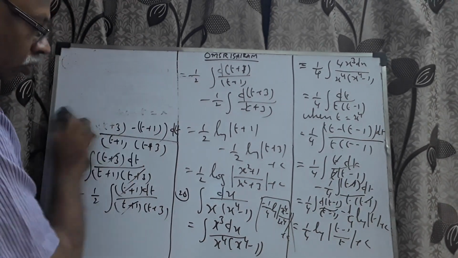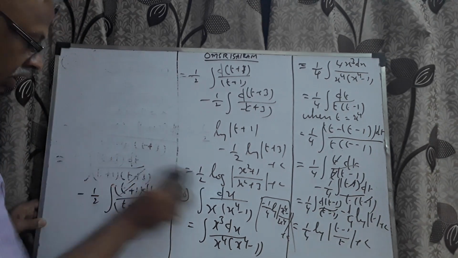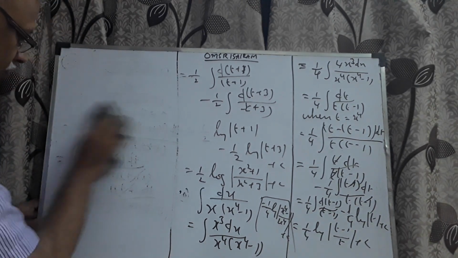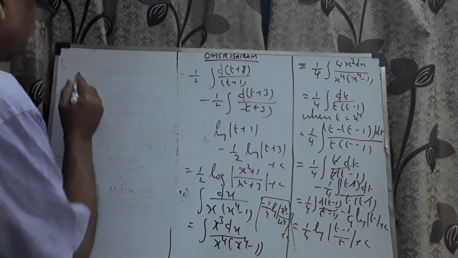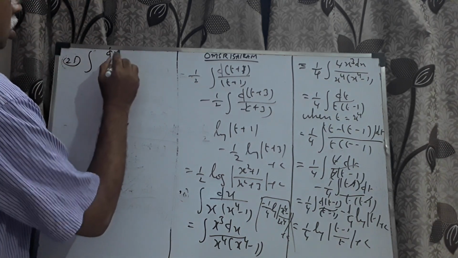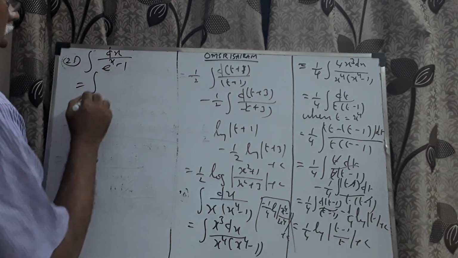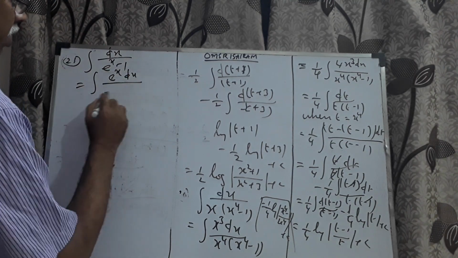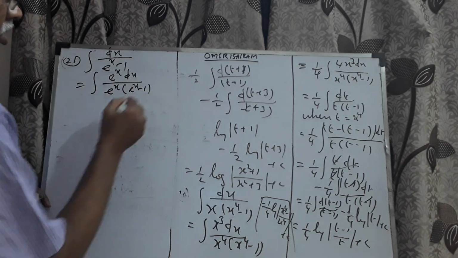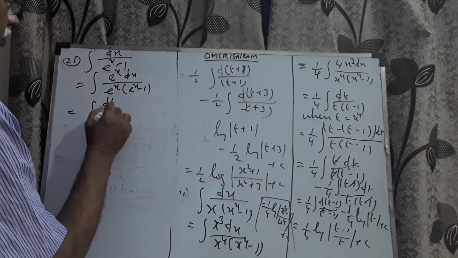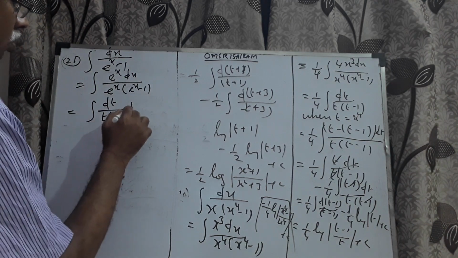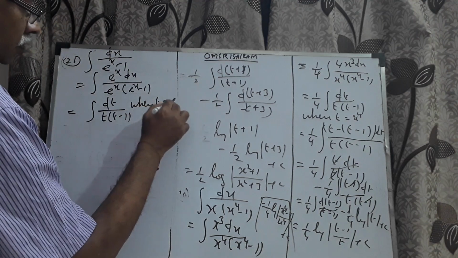For the 21st problem, it is given integral dx by e power x minus 1. This is also an easier one. I'll give you an easier method everywhere. Just remember carefully. Integral dx by e power x minus 1. What I will do is multiply and divide by e power x in the next step within the integral. I should not take variables outside the integral. This can be written as dt by t into t minus 1, where my t is e power x.